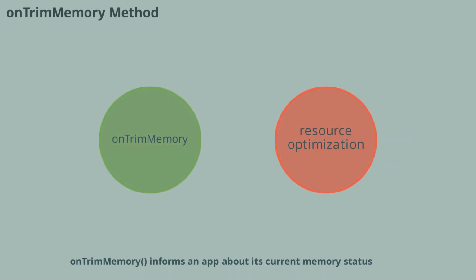onTrimMemory informs an app about its current memory status, allowing resource management and memory release. It's called with different urgency levels, helping apps optimize performance and avoid being killed due to low memory.